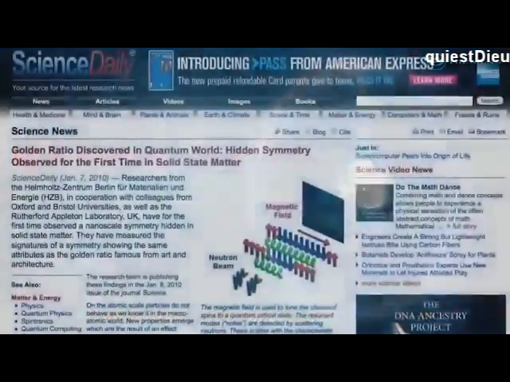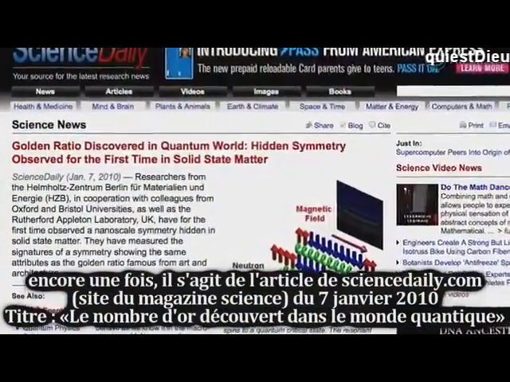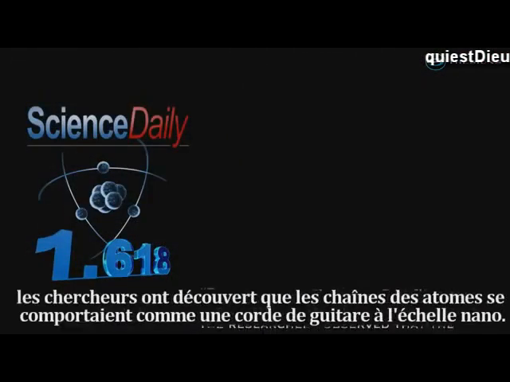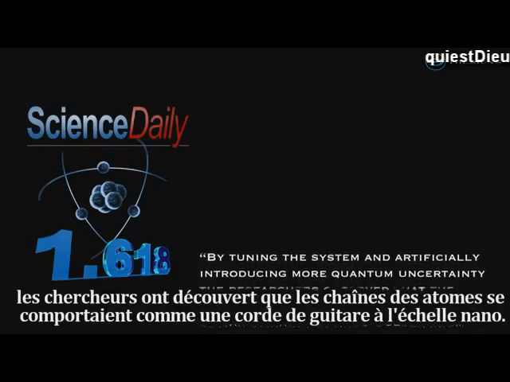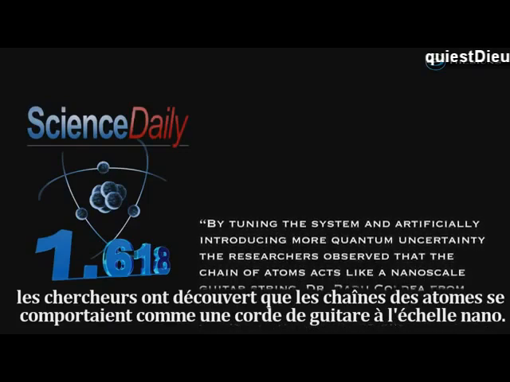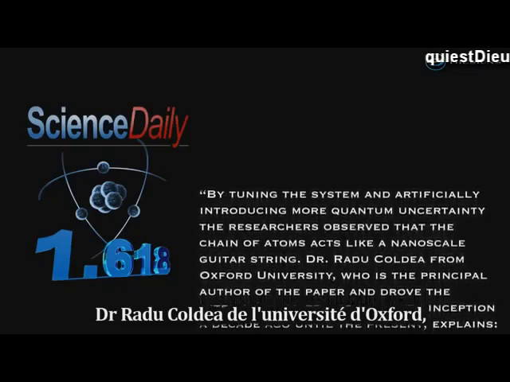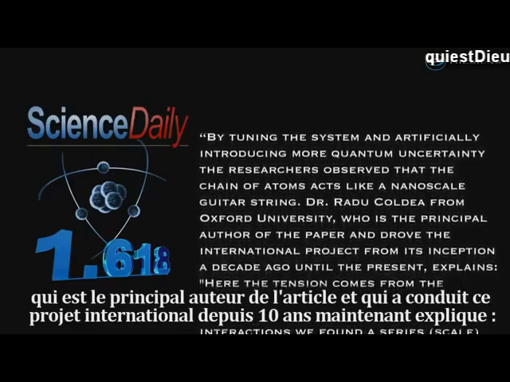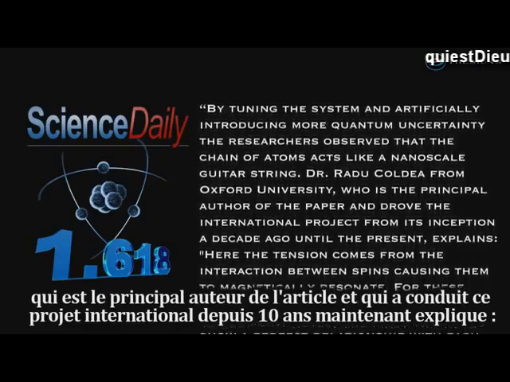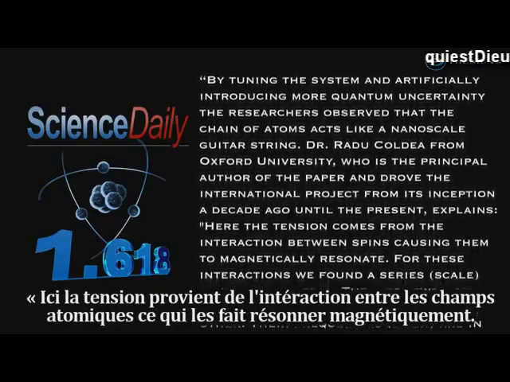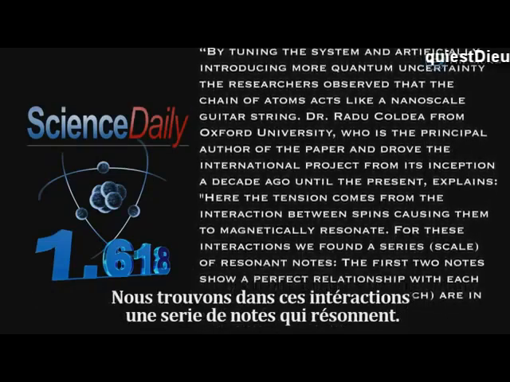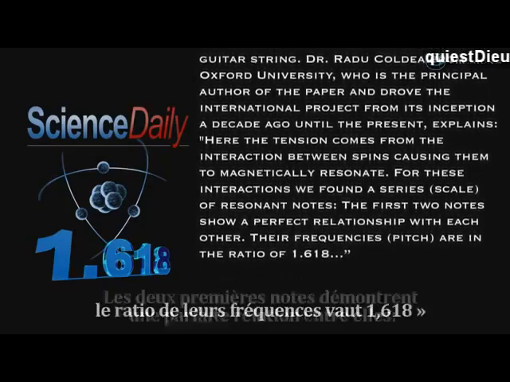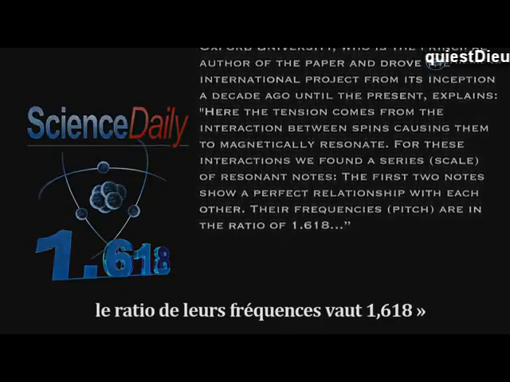Let me just read this paragraph to you. It says, Science Daily, again, January 7, 2010, Golden Ratio Discovered in Quantum World. By tuning the system and artificially introducing more quantum uncertainty, the researchers observed that the chain of atoms acts like a nanotech guitar string. Dr. Radu Coldea from Oxford University, who is the principal author of the paper and drove the international project from its inception a decade ago until the present, explains, "Here the tension comes from the interaction between spins causing them to magnetically resonate. For these interactions, we found a series scale of resonant notes. The first two notes show a perfect relationship with each other. Their frequencies, pitch, are in the ratio of 1.618."